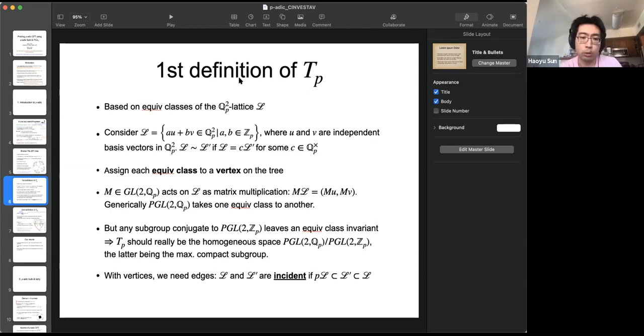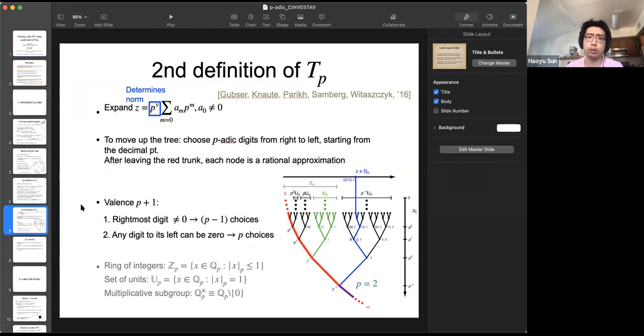So given the vertices, we need to draw edges to connect them. And it is straightforward in this prescription, because as long as the lattices L and L prime are incident, namely satisfying this inclusion condition, we draw an edge between them. So this is quite abstract, and we would like to resort to a more intuitive definition. This graphical definition appeared before 2016, but for physicists, it was popularized by this pioneering paper by Gubser and his students.